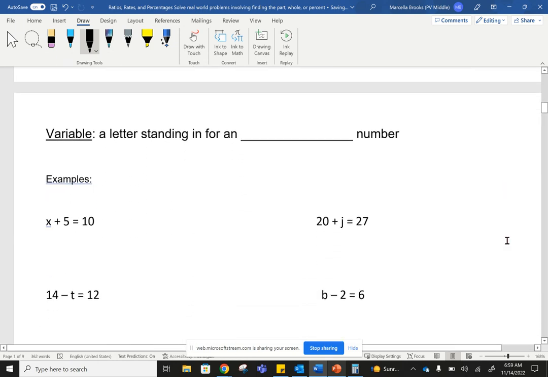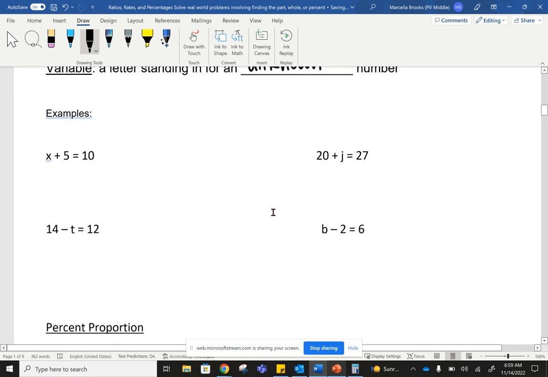All right, so today we're going to learn about a variable. So a variable is a letter standing for an unknown number. So for example, the variable in this expression here, it says x plus 5 equals 10. So x is our variable. In the next expression, the variable is j.